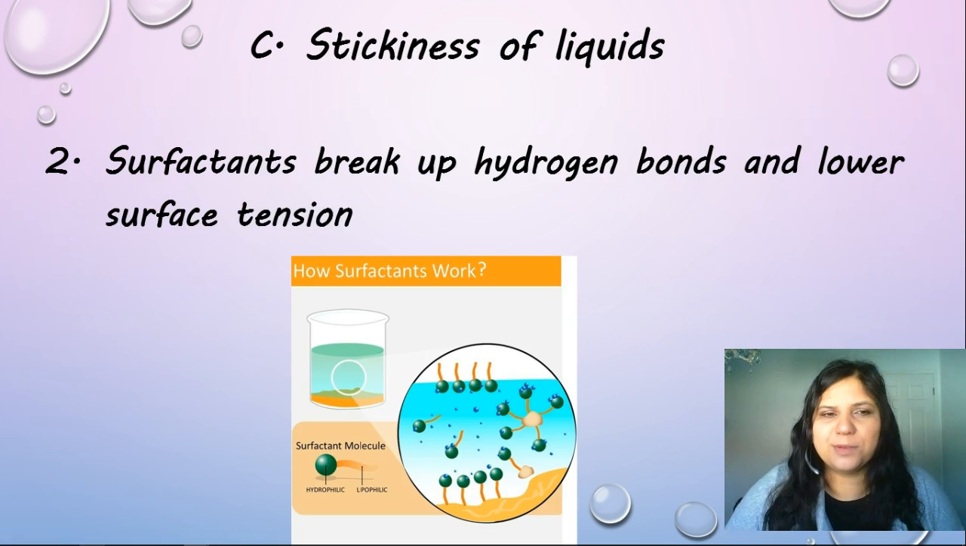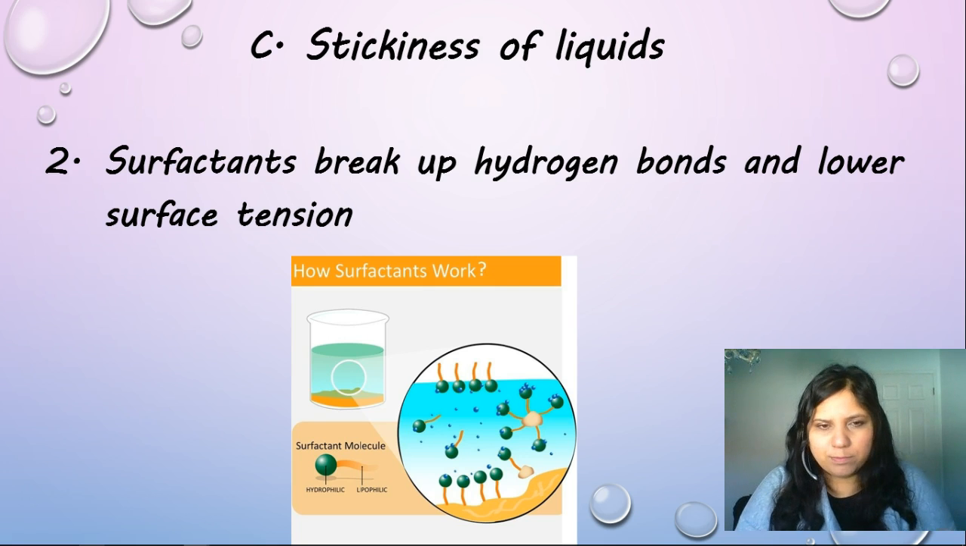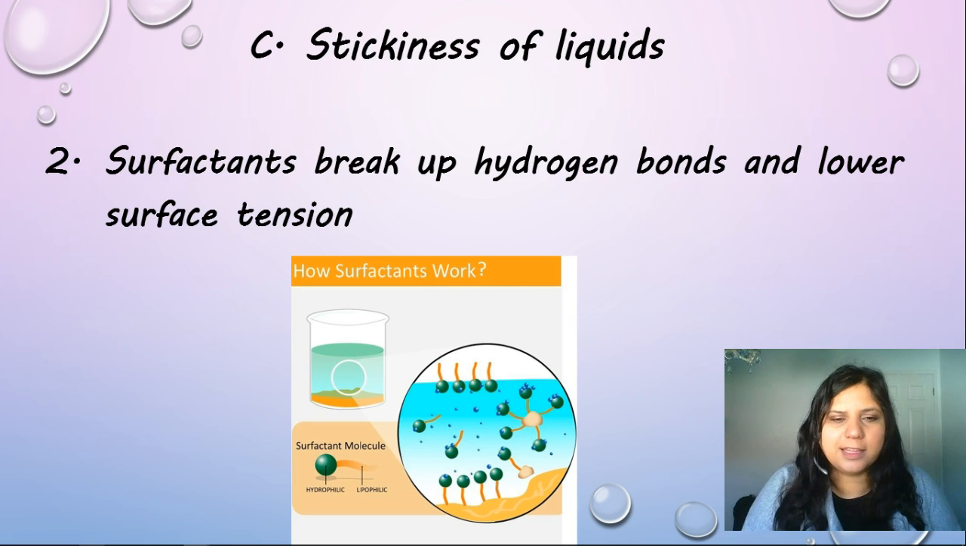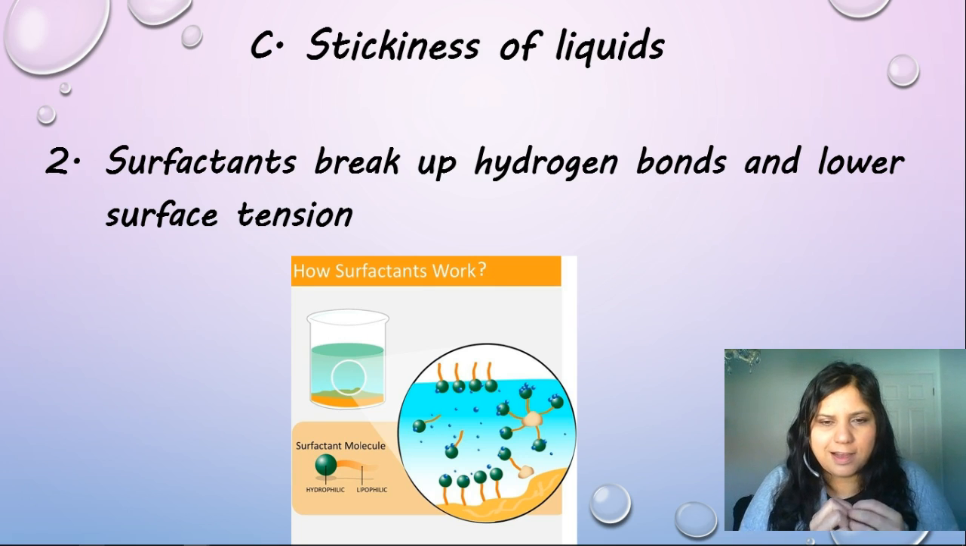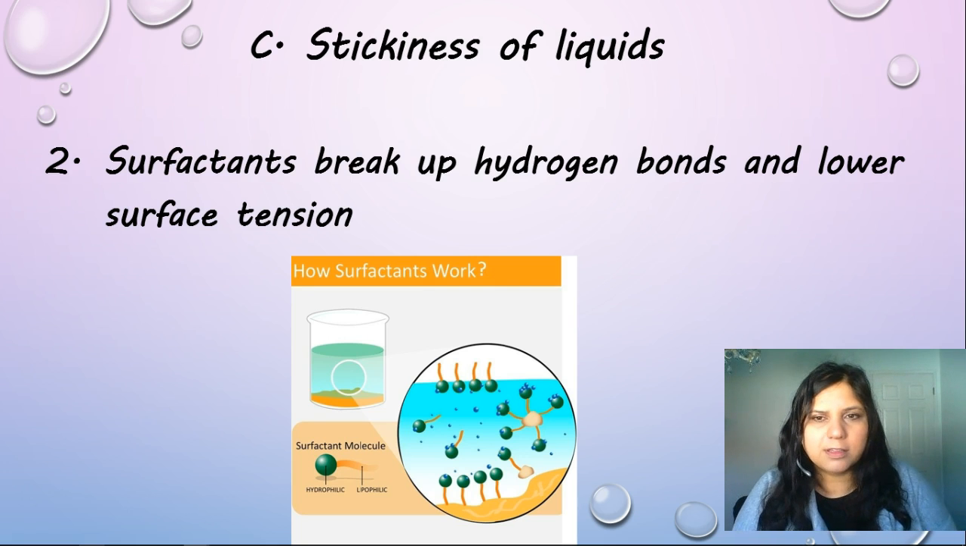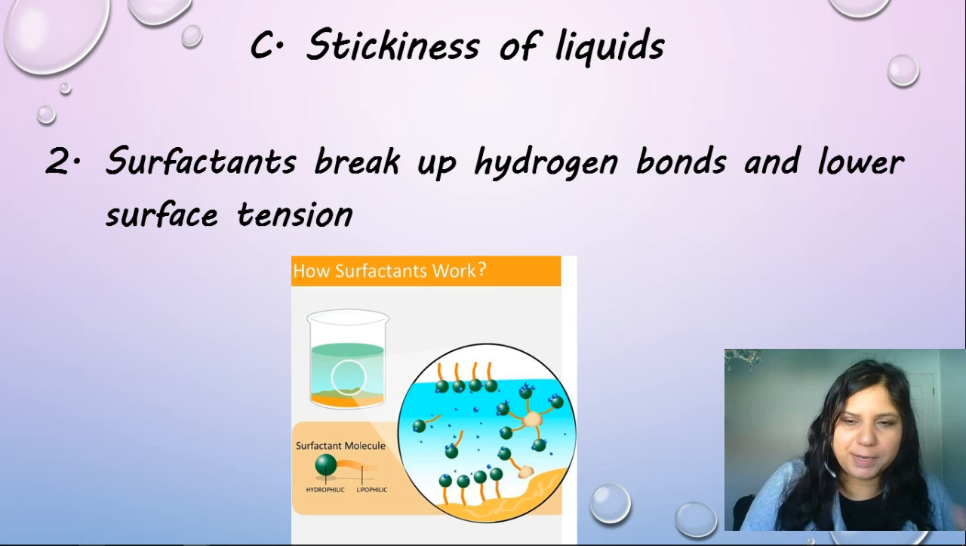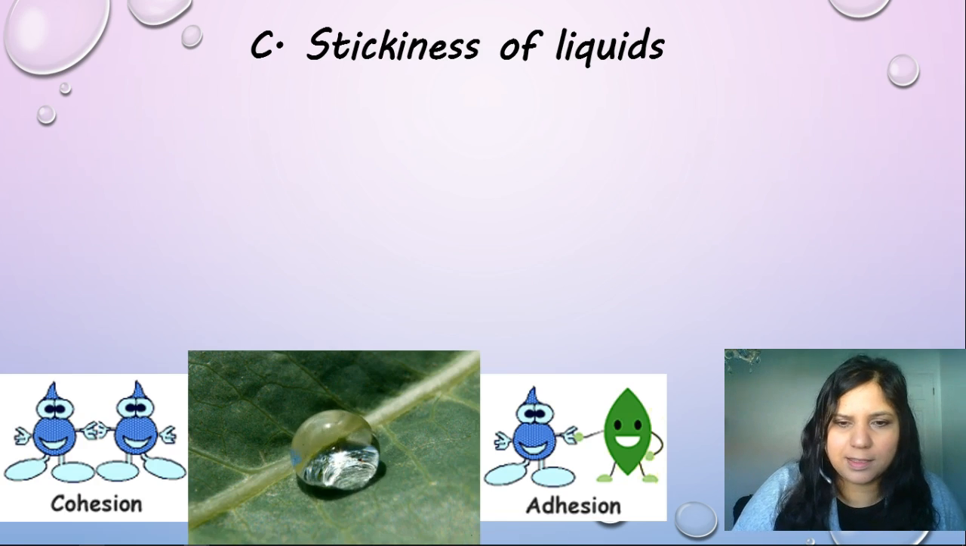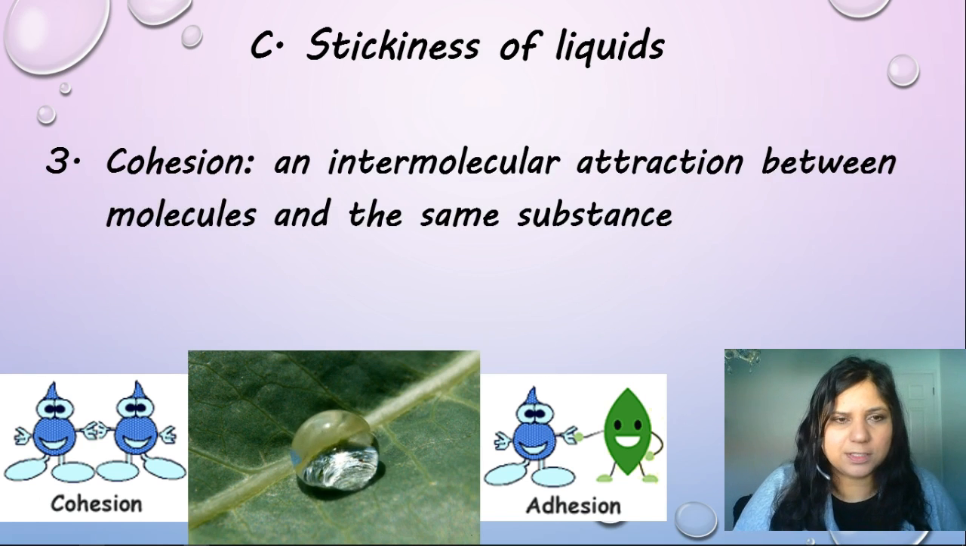All right. Another vocabulary term that you need to know is a surfactant. What a surfactant does is it breaks up hydrogen bonds and lowers surface tension. That's kind of how soap works, in that the soap molecules have a hydrophobic end and a hydrophilic end. One side, the hydrophilic end, attaches to the water, and the other side attaches to the dirt or whatever oil there is. By doing this, it disrupts the hydrogen bonds that are there and breaks up their surface tension.